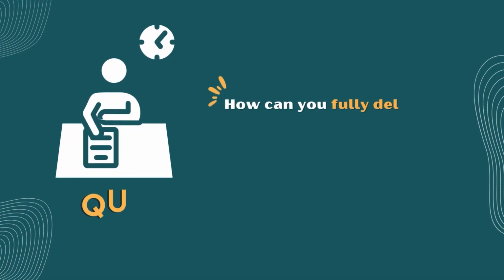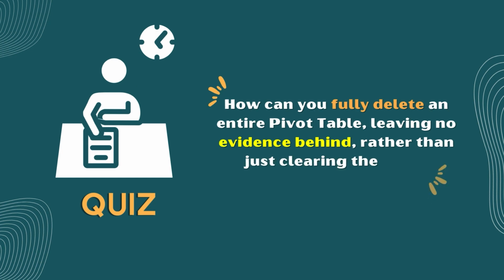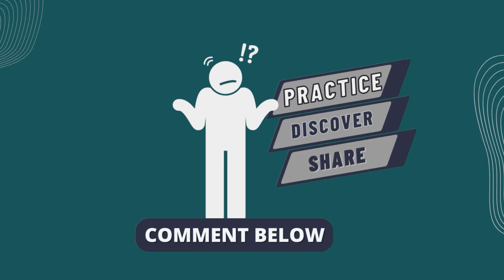Time for a quick pop quiz. How can you fully delete an entire pivot table, leaving no evidence behind, rather than just clearing the data? Leave your answer in the comments below.